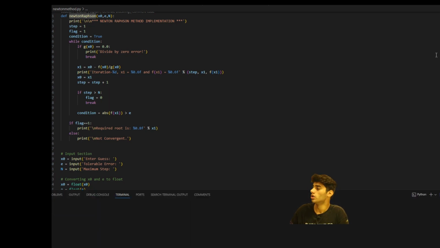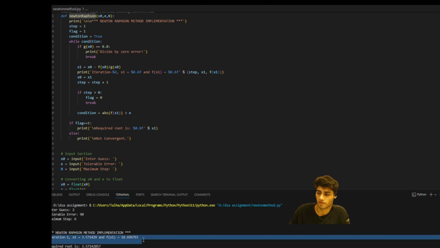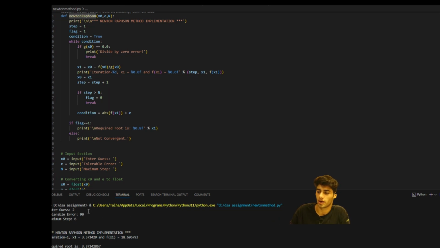Now I'm gonna run this code once. See, it asks us to enter a guess here. Let's say our guess is 2, our tolerable error is 90, and the maximum number of steps is 6. So it performed one iteration, and at that one iteration our error was already within the tolerance, so it just stopped at 1. Let's run it again.